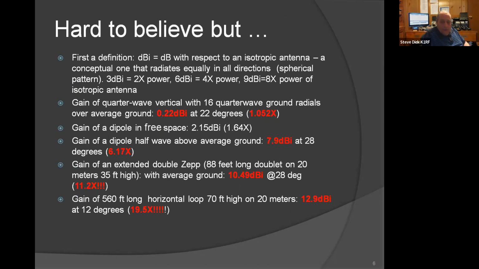Okay, I thought I might put up this slide. I was comparing antennas just from a pure gain standpoint. First, let me give you a definition.